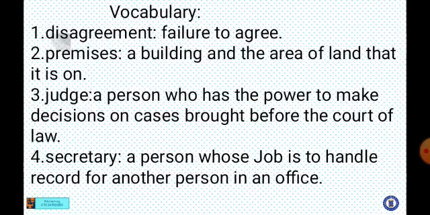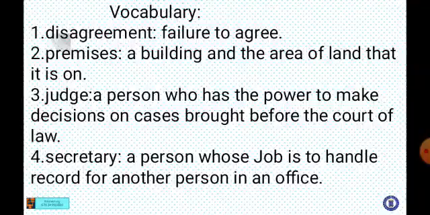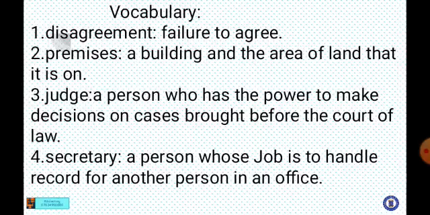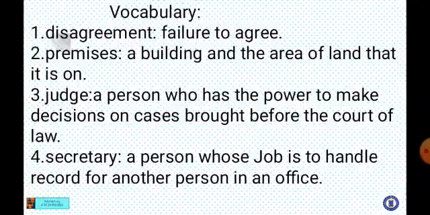Number 2, premises. Premises is a building and the area of land that it is on. Any building together with the area where the building is on is what you call premises. Take for instance your houses. You are all living in your houses now as I'm speaking. So that building that you are living in with the area where the building is on is what you call premises.